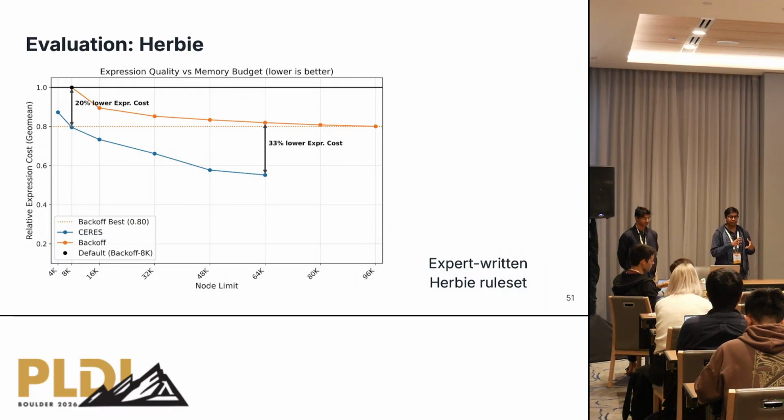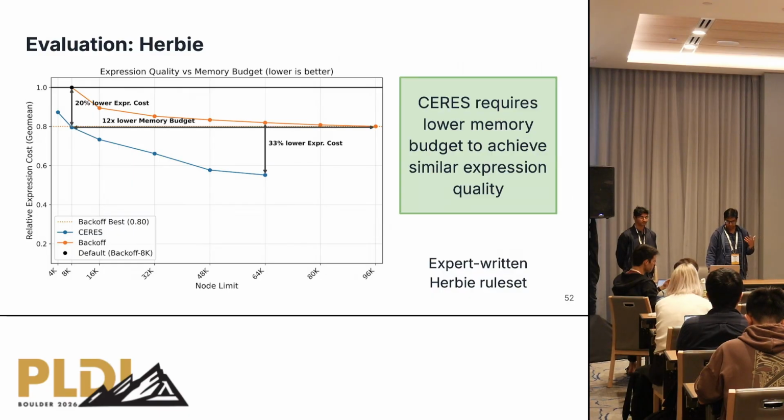Overall, it takes a 96K node limit for backoff to achieve similar expression quality as what CERES can do at just 8K. So overall, you require 12x lower memory budget to reach similar expression quality.